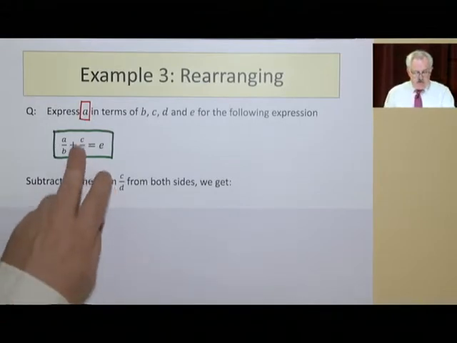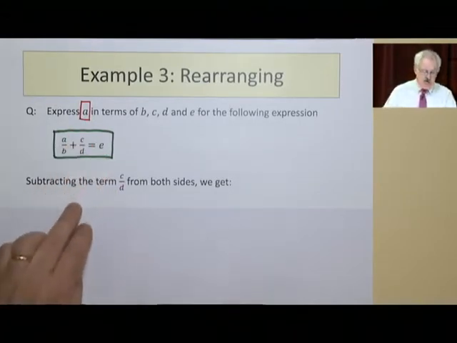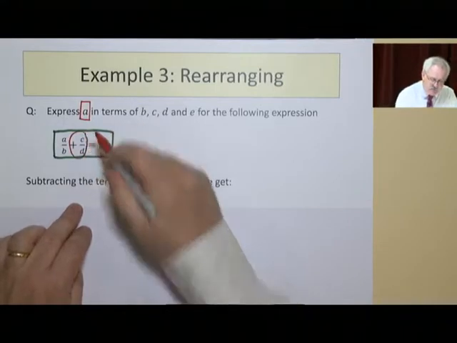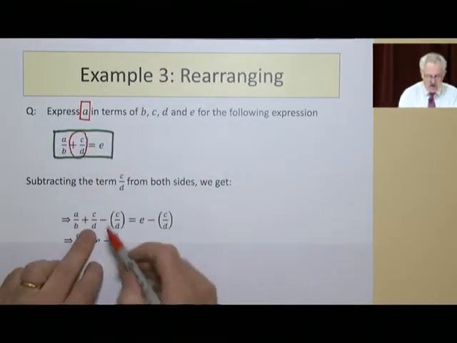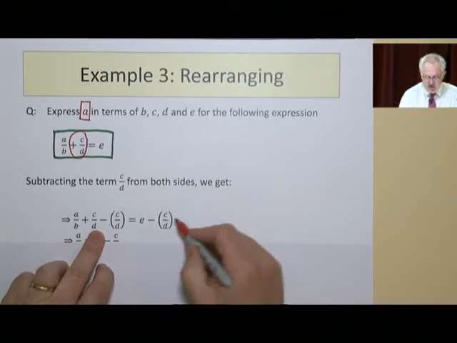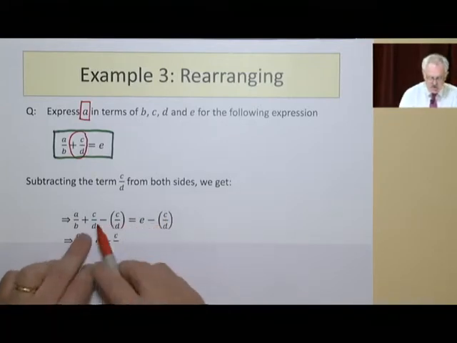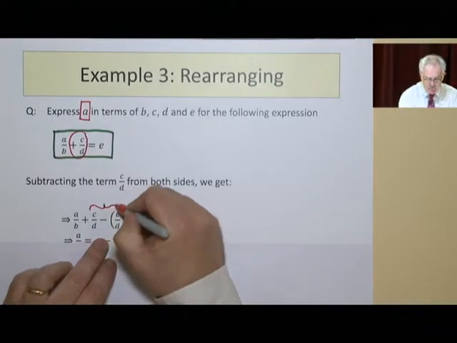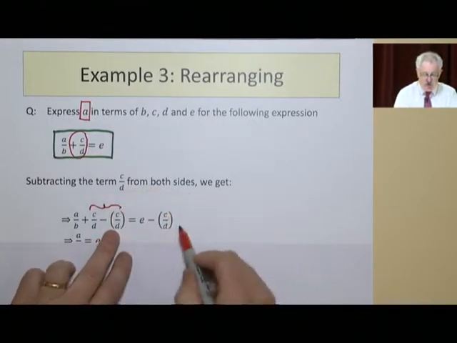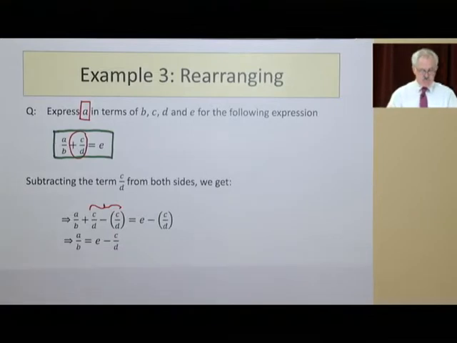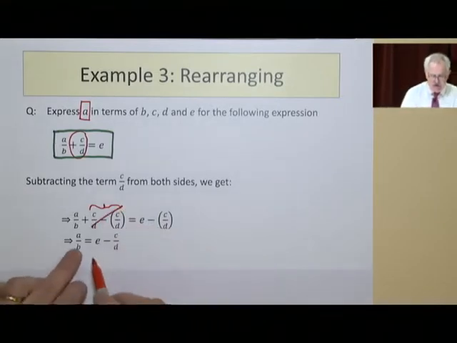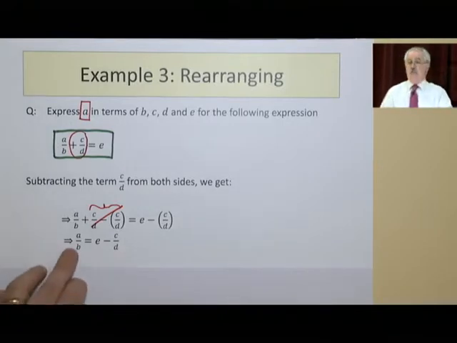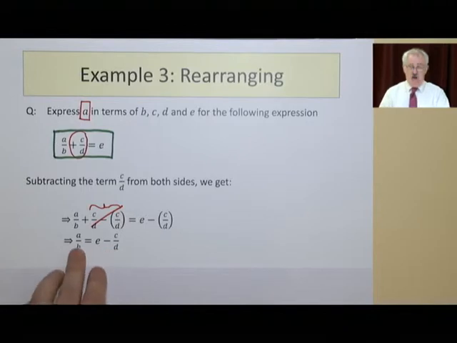So I don't like this C over D thing. That's a plus. All of that is a plus. So if I took a C over D from both sides, well, they'd cancel. The A over B plus C over D minus C over D. And then obviously if I put one in on this side, I've got to do it on the other side. So they cancel, and I get A over B is E minus C over D. It's a bit better. I've got A on the left-hand side, and I have a B though.